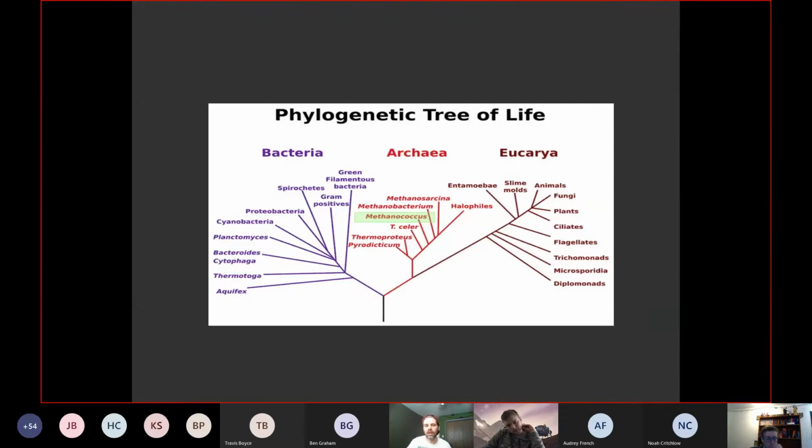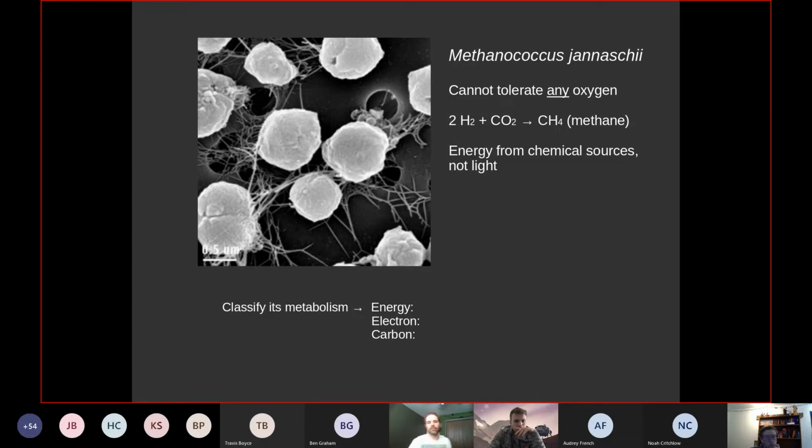Let's move on over and take a look at an archaea. Please note on here that archaea is sister to what? Eukarya. Yeah. So an archaea is more closely related to you than a bacteria is. And let's take a look at this one. Methanococcus jannaschii. It can't handle any oxygen. A single molecule can basically kill it. It takes hydrogen, CO2, and makes methane. This is a methanogen. It generates methane.